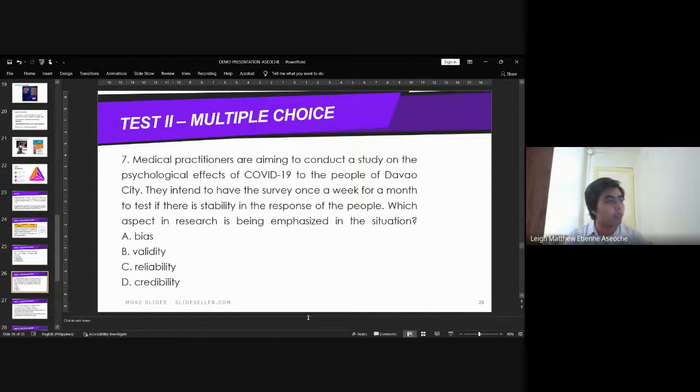Again, number 7. Medical practitioners are aiming to conduct a study on the psychological effects of COVID-19 to the people of Davao City. They intend to have the survey once a week for a month to test if there is stability in the response of the people. Which aspect in research is being emphasized in the situation? Is it A, bias, B, validity, C, reliability, or D, credibility?